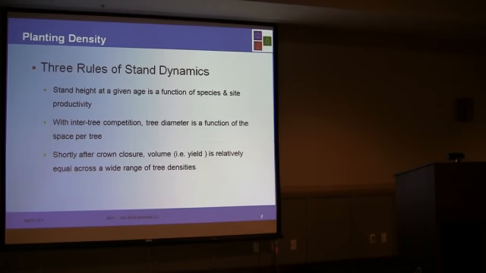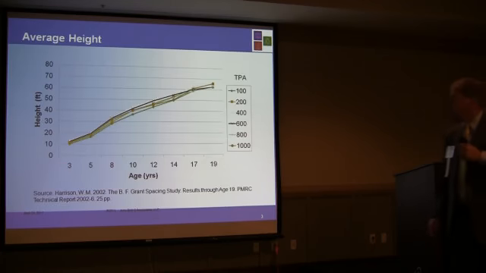With inter-tree competition, tree diameter is a function of the space per tree, of the area that trees have to grow. Beth showed some great examples of that in the last presentation. And then third, shortly after crown closure, volume or yield is relatively equal across a wide range of densities. Next slide, please.